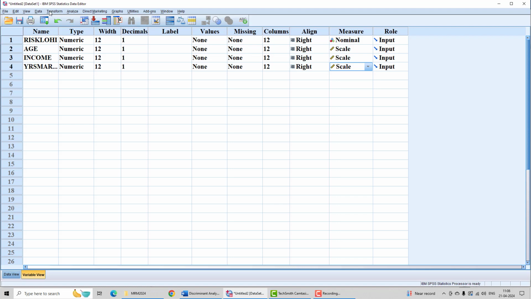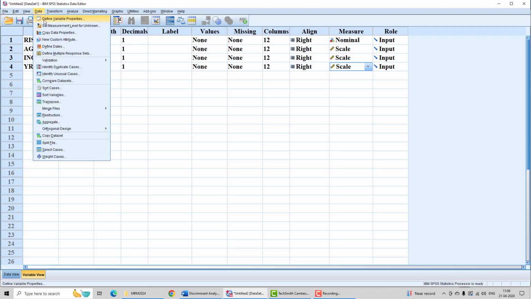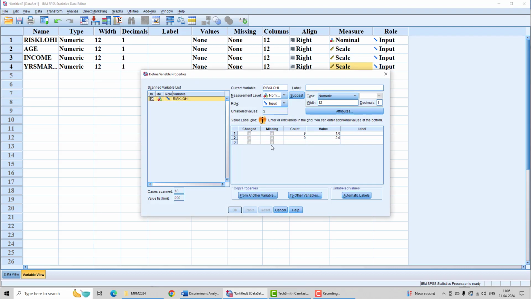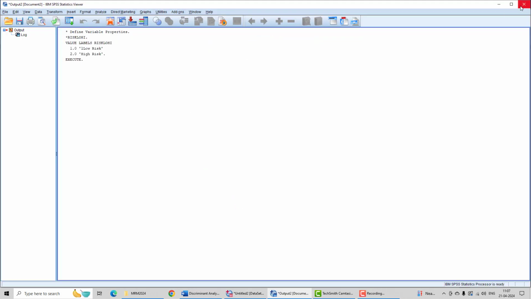data, define variable properties. In that I will use this risk low high, and in this I will mention 1 stands for low risk customer, and 2 stands for high risk customer, so that in my reports it will clearly come as low risk and high risk instead of 1 and 2. Okay, so now we are ready for our analysis.